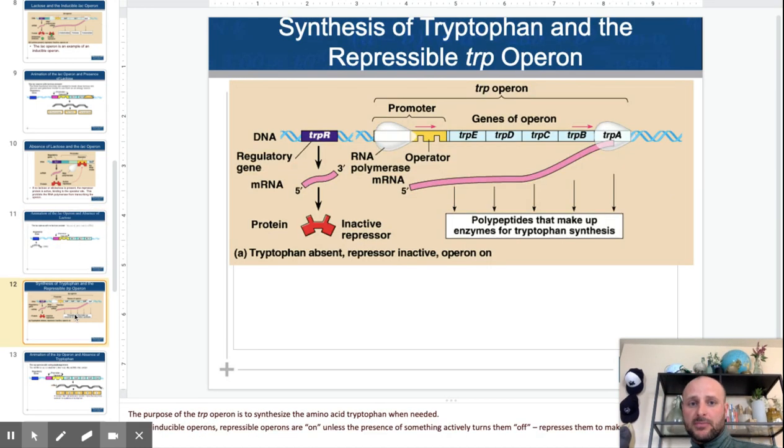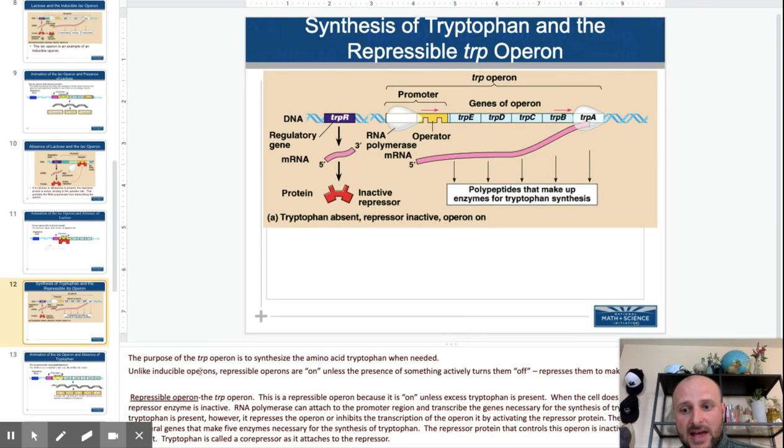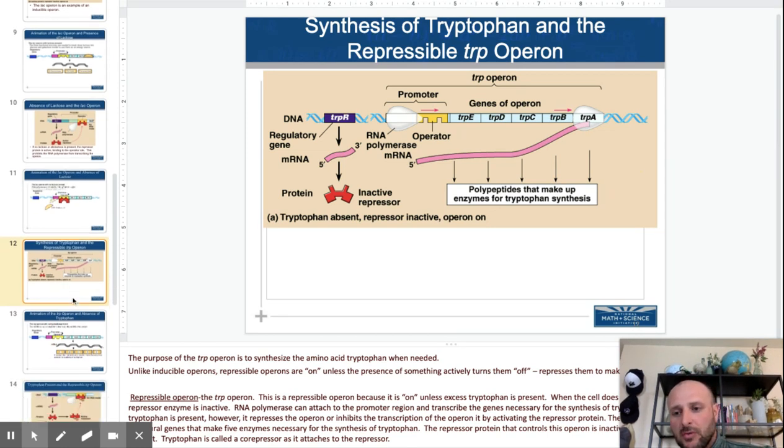We moved on to the tryptophan or the trp operon here, which is a little bit different from the lac operon. The lac operon, if you remember, was an inducible operon. This is a repressible one, which means it's on all the time unless too much tryptophan is present. So essentially you're repressing this. If you're not turning it off, it's always on. The lac operon is not on unless you turn it on by having lactose present. So repressible operon versus inducible one, that's a big difference.